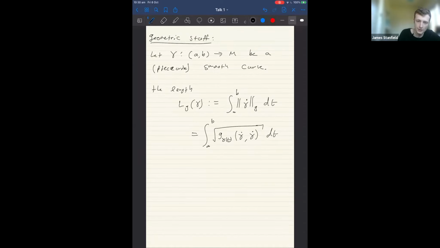And this induces for us a metric, a classical metric, not a Riemannian metric, right? So we can find the distance between two points by taking the infimum over curves mapping into M, where we start at x and we end at y, and we just take the length. So the infimum of these lengths gives us a classical metric or distance function.